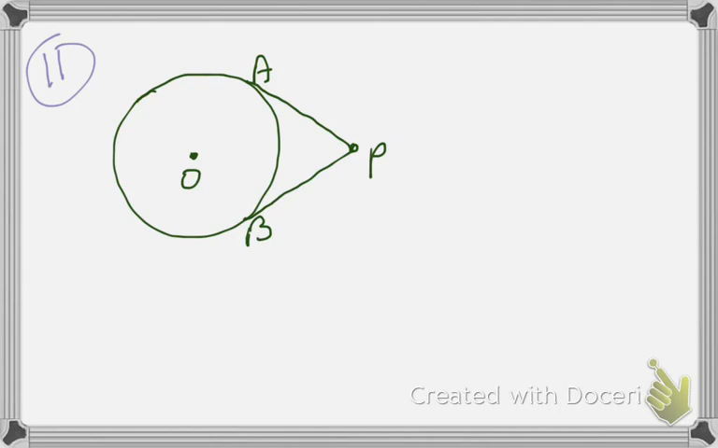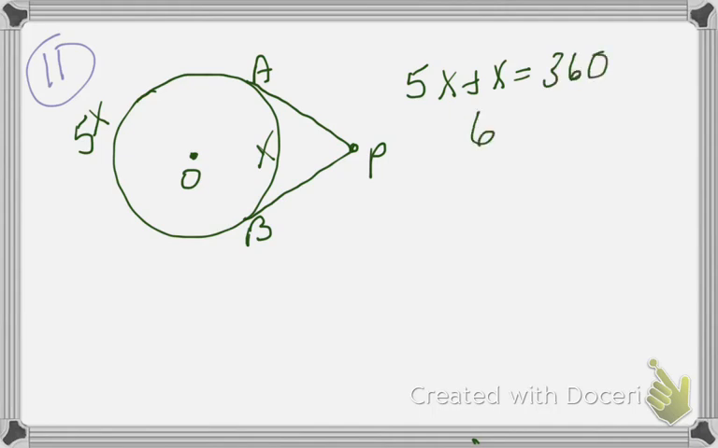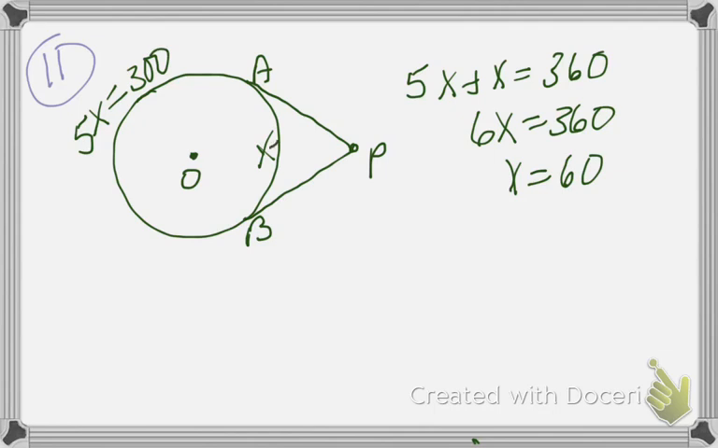The ratio of the measure of the major arc, and they're telling you the major arc is AB, to the small arc is 5:1. So we're going to call this arc 5x. We're going to call this 1x. And we know that the entire circle equals 360 degrees. So we get 6x equals 360, so x equals 60. Therefore, this arc is equal to 300, and this arc is equal to 60.